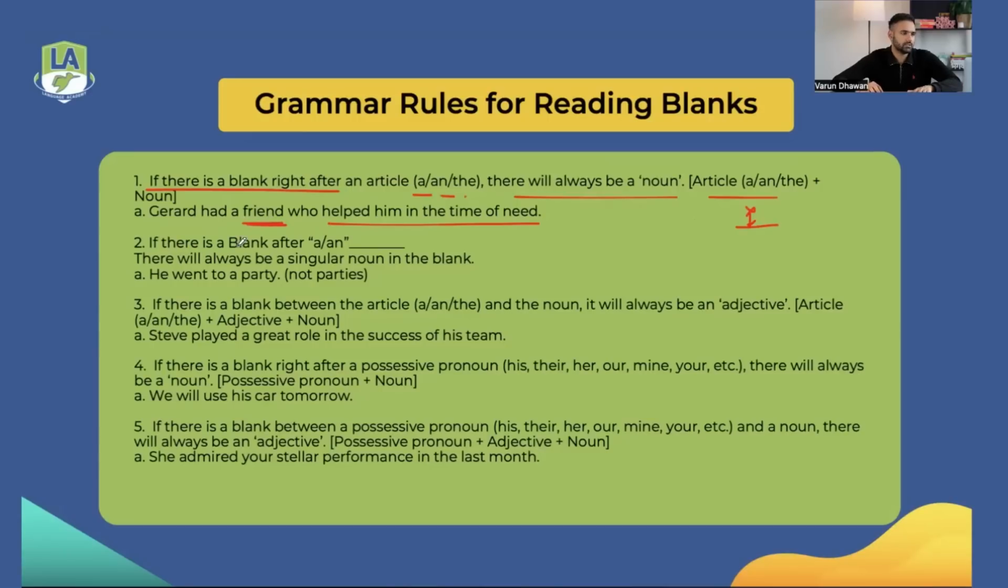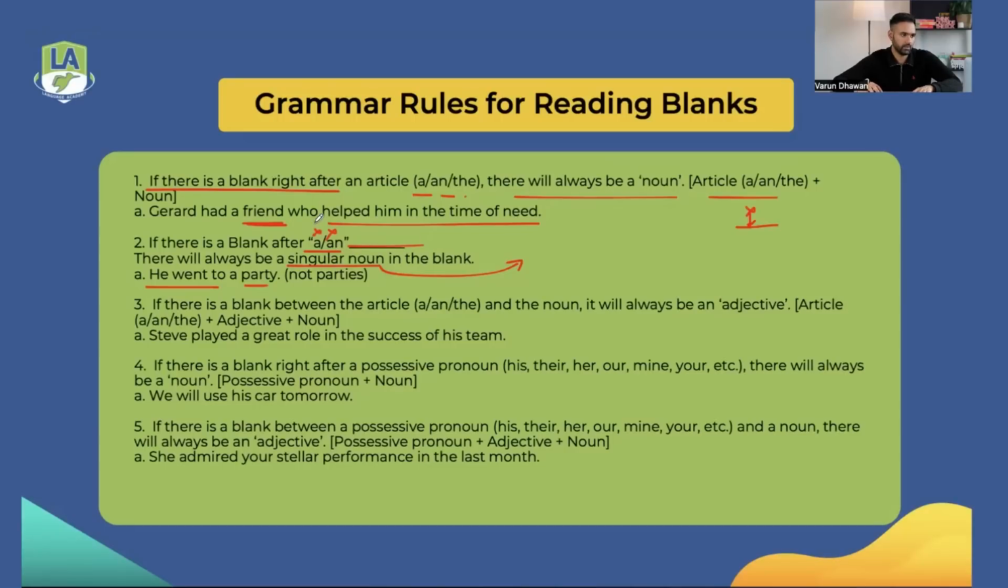Next rule: if there is a blank after a or an, you have to use a singular noun. Singular noun means just one. For example, this is a pen. You'll never say this is a pens. So after a and an, you'll have words which do not end with s, the singular form of a noun. He went to a party, not parties, because that would be plural. With articles a and an, you always use singular things.